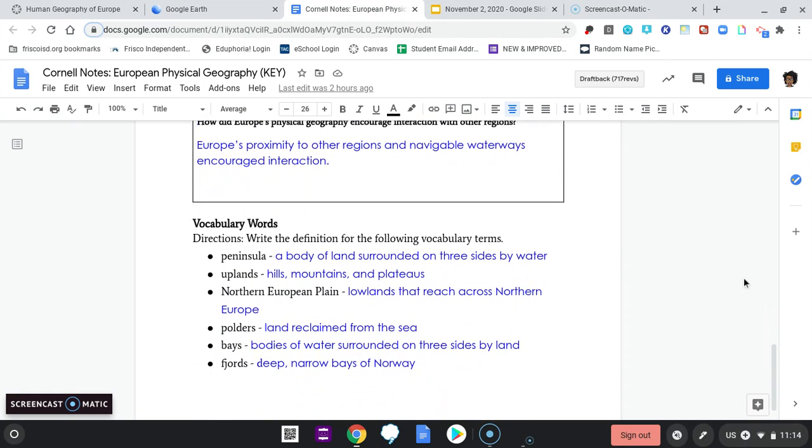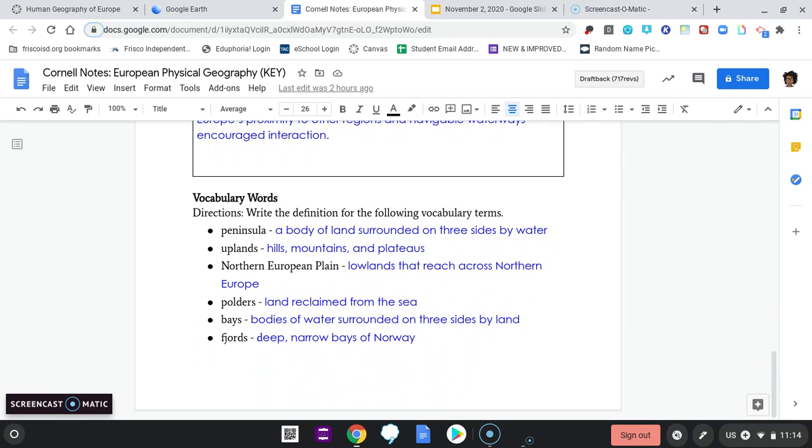Then you had some vocabulary words, and you were to write the definition. Peninsula, it's a body of land surrounded on three sides by water. Uplands are hills, mountains, and plateaus. The northern European plain are those lowlands that reach across northern Europe. Polders is that land that's reclaimed from the sea. Bays are those bodies of water surrounded on three sides by land. And then fjords are those deep, narrow bays of Norway. So those were your notes on your European physical geography.